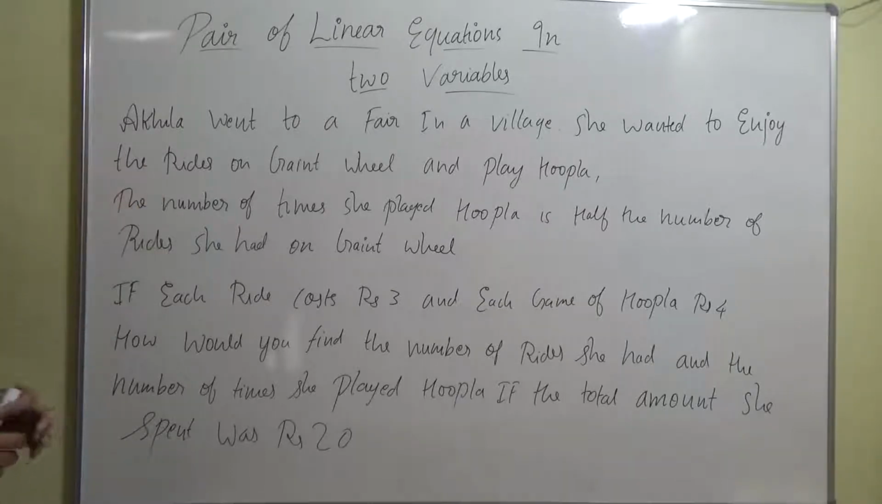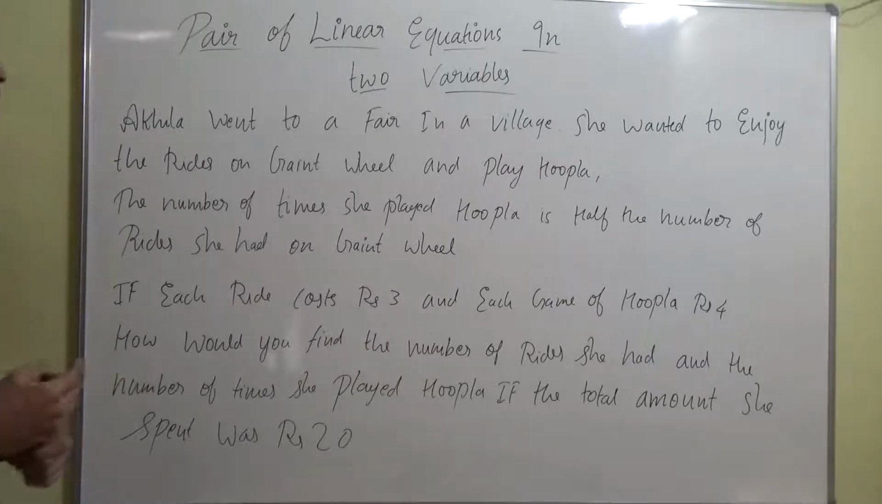Akila went to a fair in a village. She wanted to enjoy the rides on the giant wheel and play hoopla. The number of times she played hoopla is half the number of times she had a ride on the giant wheel. If each ride costs ₹3 and each game of hoopla costs ₹4, how would you find the number of rides she had and the number of times she played hoopla if the total amount she spent was ₹20?